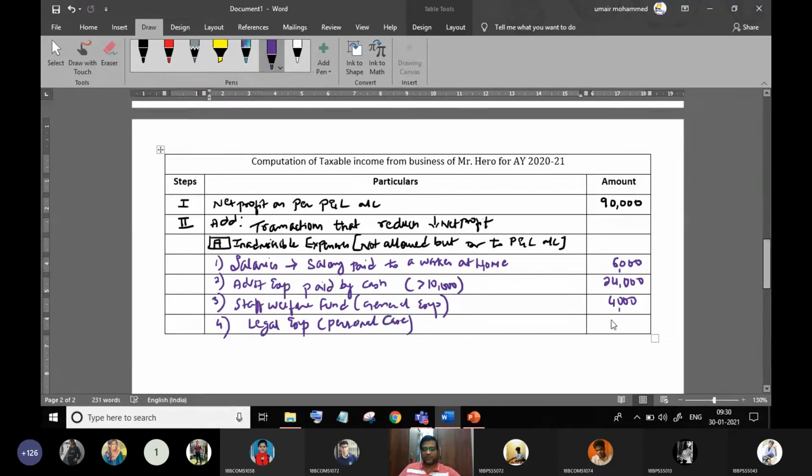So on personal case, he spent 1,000 rupees. So this 1,000 rupees is inadmissible. We are not okay with this 1,000 because it's inadmissible, but we are fine with the remaining 21,000 because that is related to business.